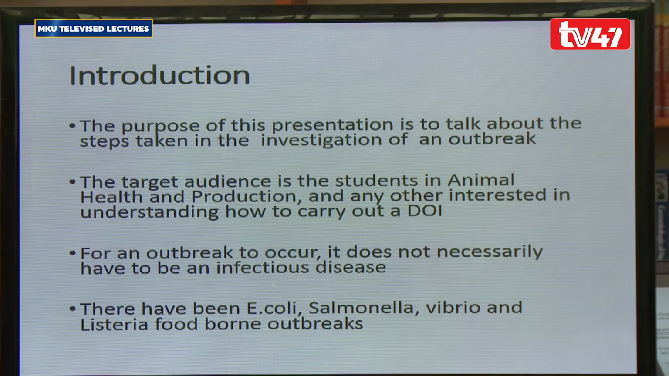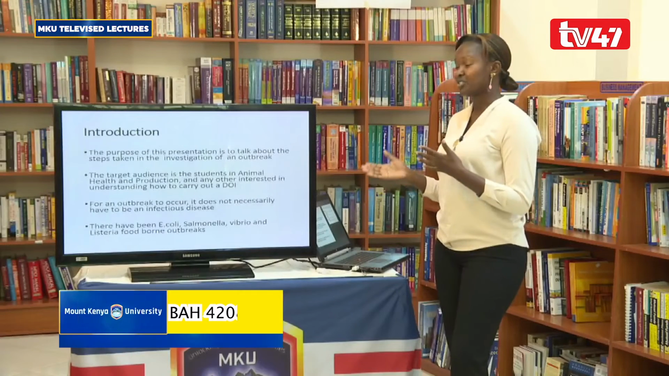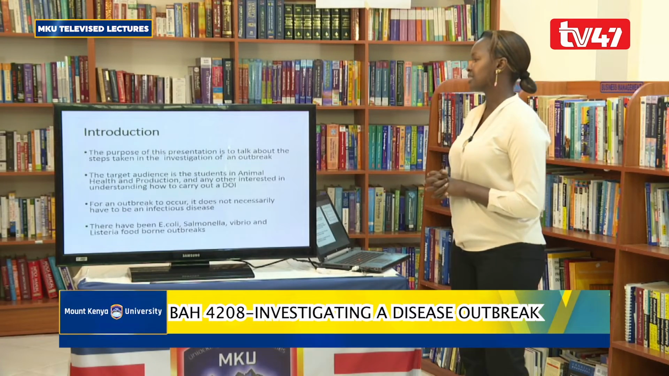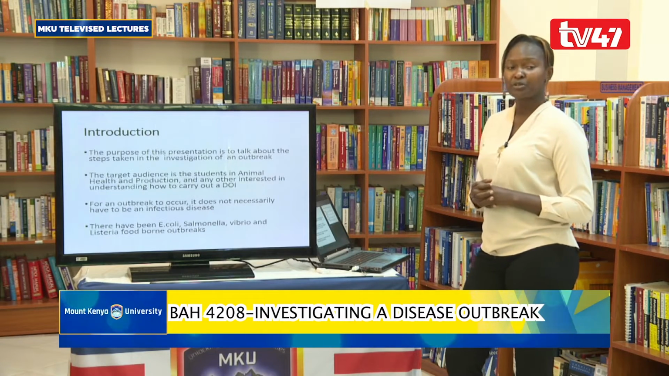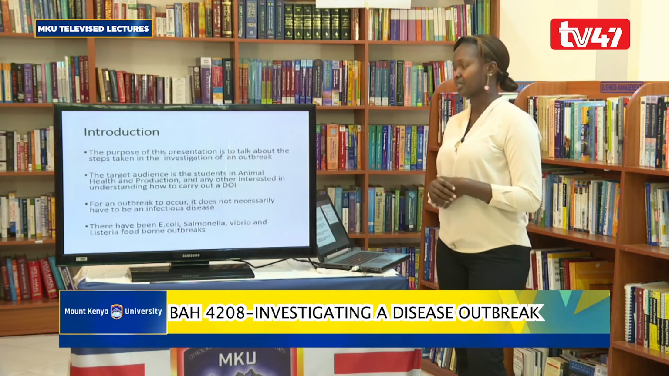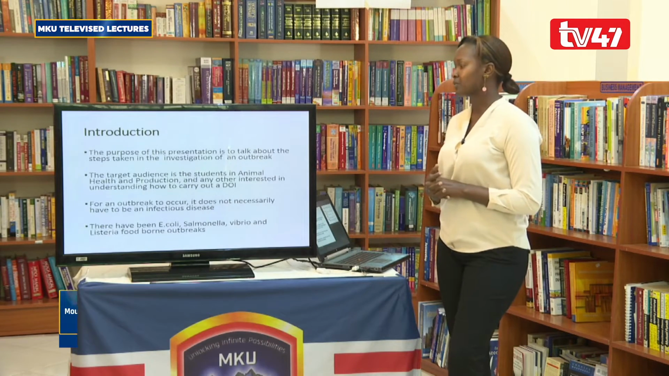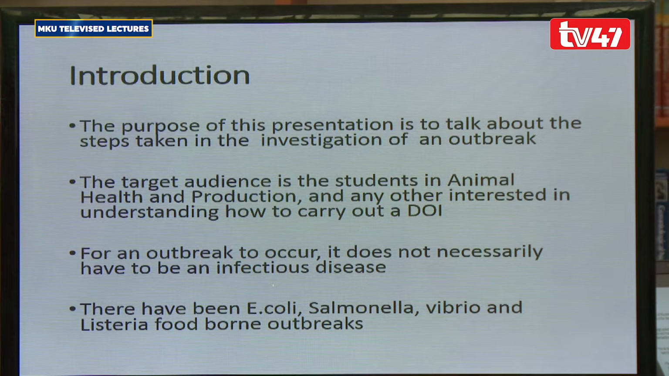Introduction. The purpose of this presentation is to talk about the steps taken in investigating a disease outbreak, and the target audience is the epidemiology students in animal health and production, or any other person who may be interested in knowing how to conduct a disease outbreak investigation. For an outbreak to occur, it does not necessarily have to be an infectious disease, and we have recorded outbreaks that have been foodborne. For example, E. coli, Salmonella, Vibrio, Listeria, or any other disease outbreak caused by any other bacteria.